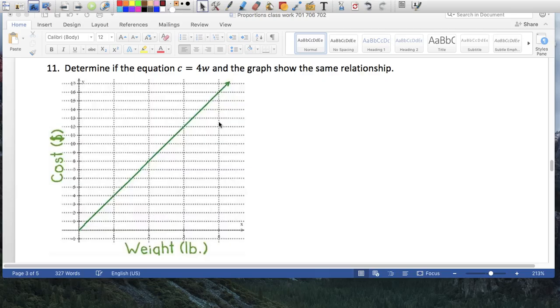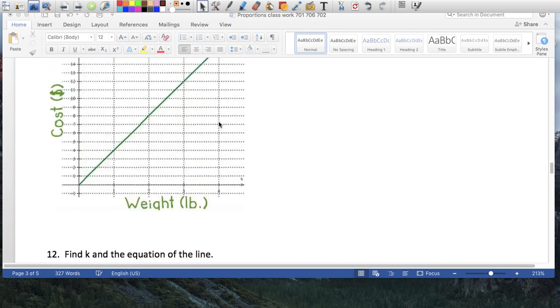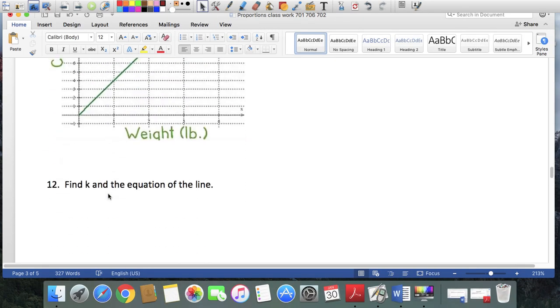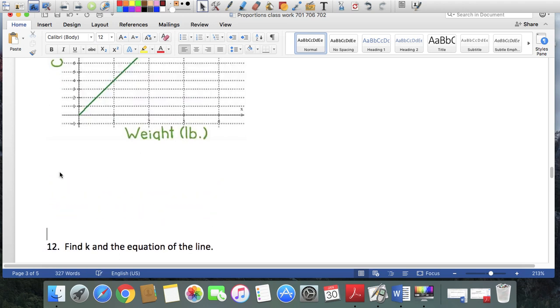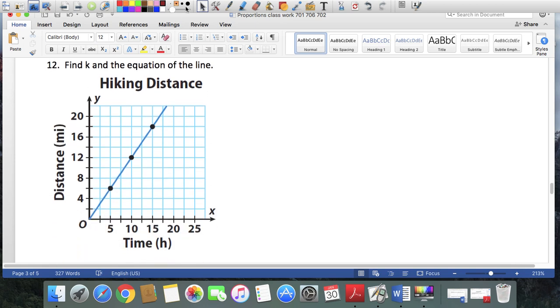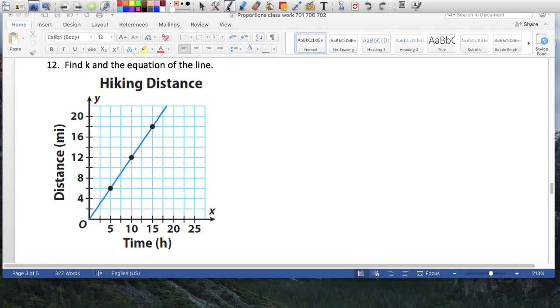So that was pretty easy. Number 12, find k in the equation of the line. Okay, so this one, a lot of you got confused, but 12 is talking about this graph. So the hiking distance. We have time, which is x, and the distance, which is y, and we want to find the k in the equation of the line.